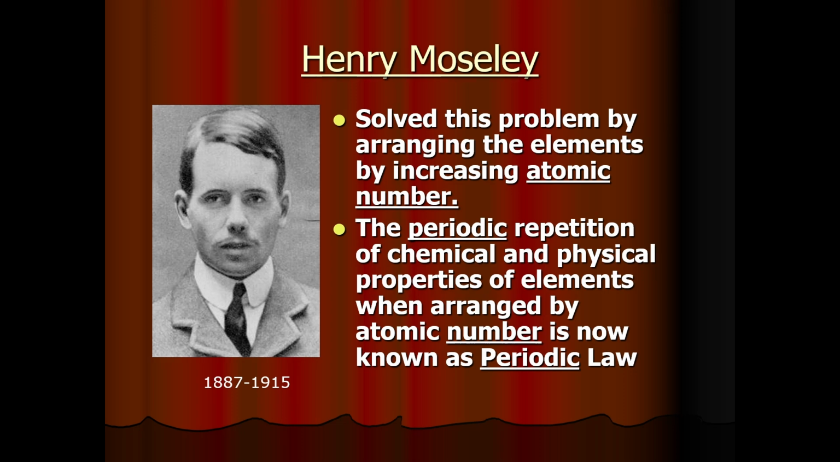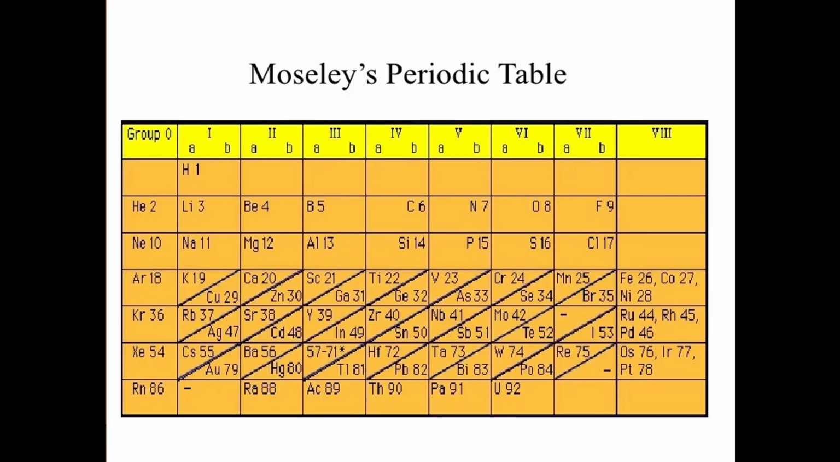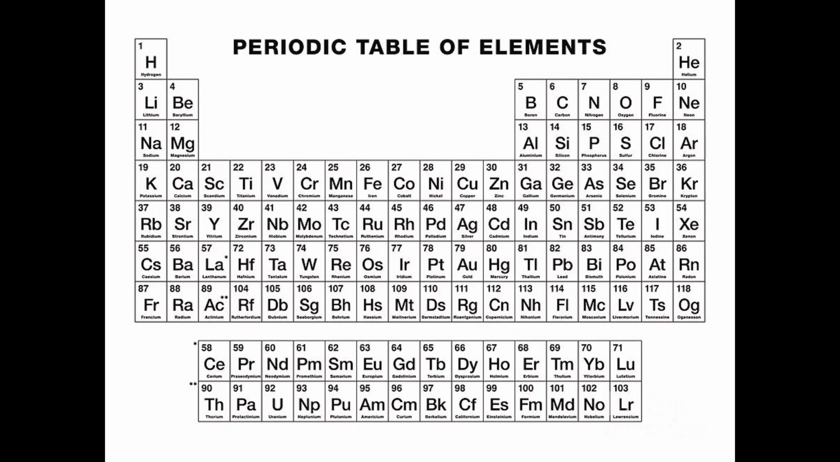In 1913, Henry Moseley, a brilliant physicist, solved Mendeleev's problem by creating a periodic table in which the elements were arranged by increasing atomic number. The periodic repetition of chemical and physical properties of elements that he proposed, when arranged by atomic number, is now known as the periodic law. This is Henry Moseley's periodic table. Moseley's original table was the basis for all present-day tables like the one you see here.